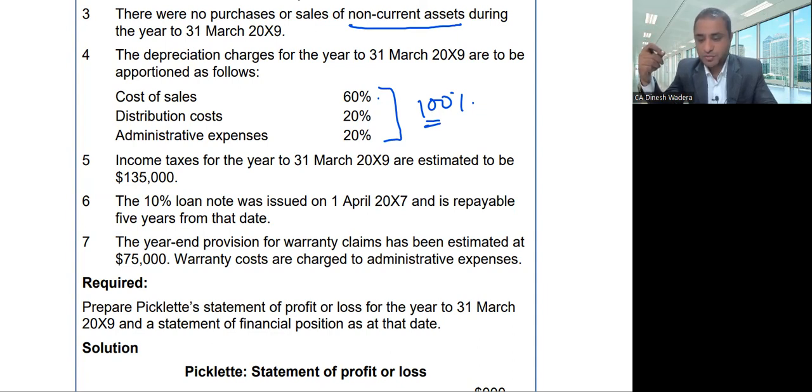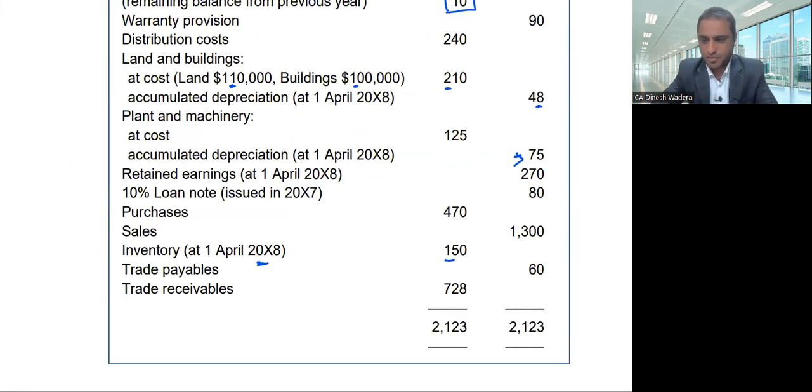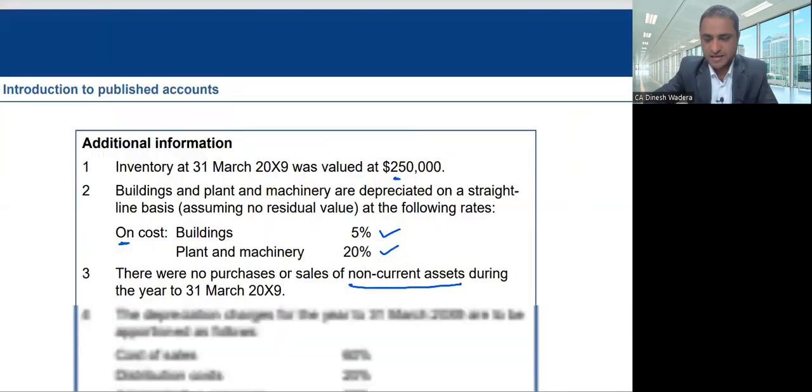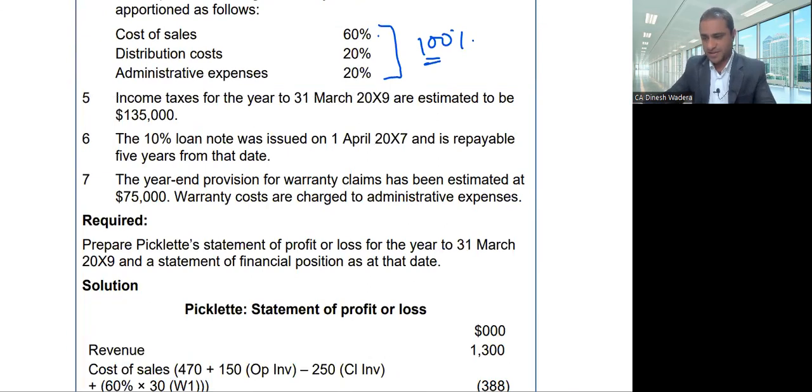The year-end provision for the warranty claim has been estimated as 75,000. So we already had some provision for warranty claim in the trial balance. Yeah, warranty provision is 90. Already we have a provision of 90, but at the year end, our experts assume that we only require the provision of 75,000. So it means we don't have to increase the provision, but we will have to decrease the provision. If your concepts on double entry accounting systems are clear, what we learned already in the basics, I don't think it will be a big struggle for you.